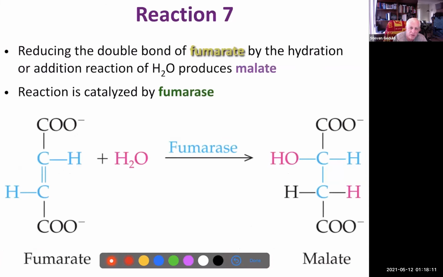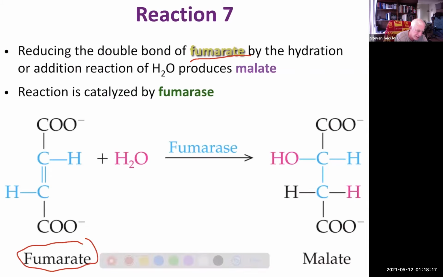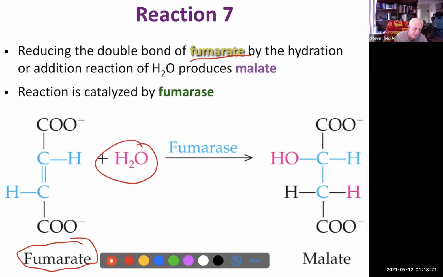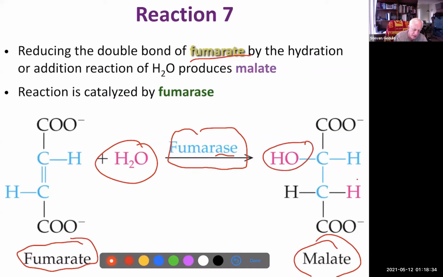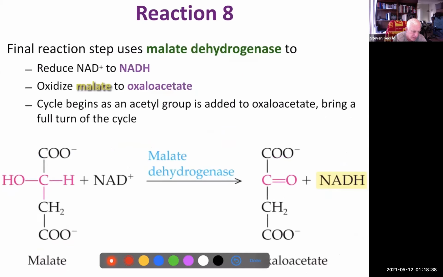The seventh reaction in the citric acid cycle reduces the double bond of fumarate. Again, fumarate is what we're starting with. That's what we ended with in step 6. In this hydration reaction, we're going to add water. The reaction is catalyzed by fumarase. Remember, the ASE ending is an enzyme, and it's going to produce malate. And again, we added an OH, we added water to it. So we've oxidized that, increasing our bonds to oxygen.